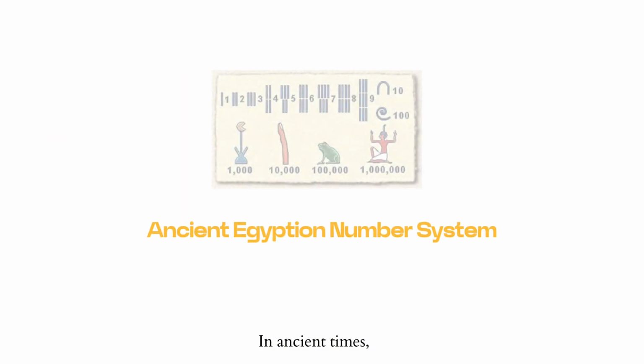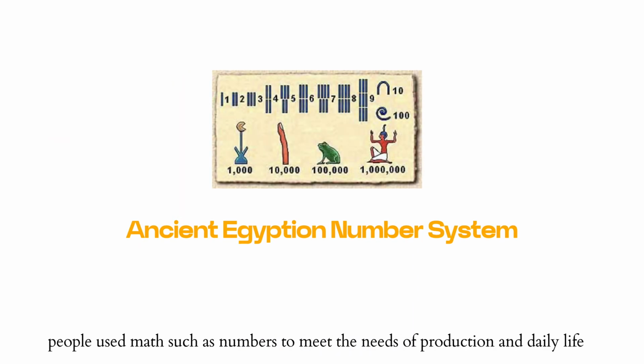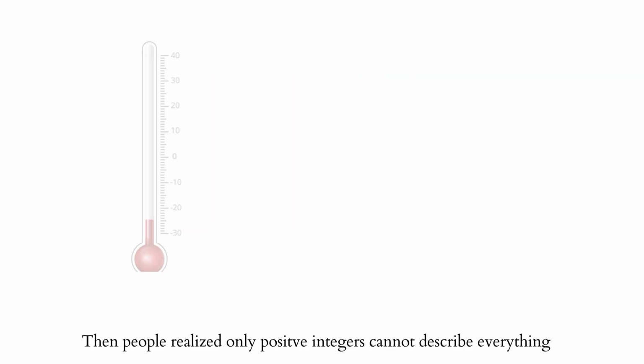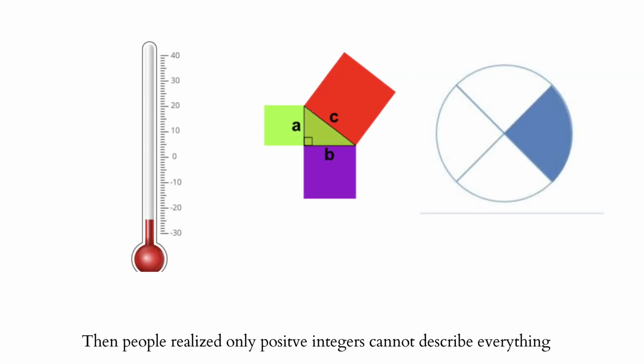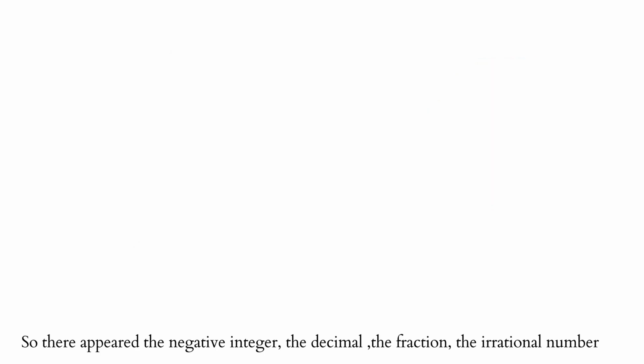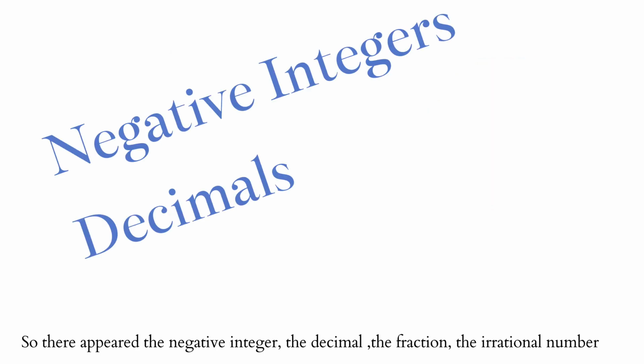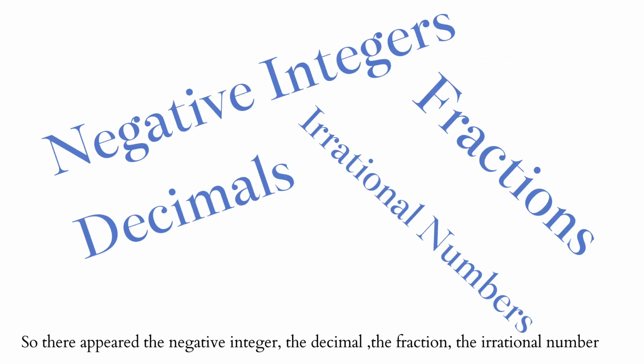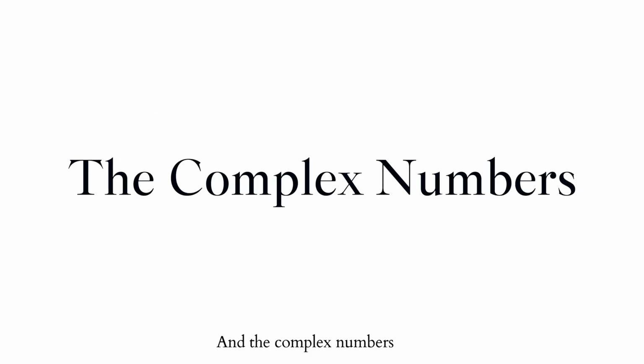In ancient times, people used math, such as numbers, to meet the needs of production and daily life. Then people realized only positive integers cannot describe everything. So there appeared the negative integers, the decimals, the fractions, the irrational numbers, and the complex numbers.